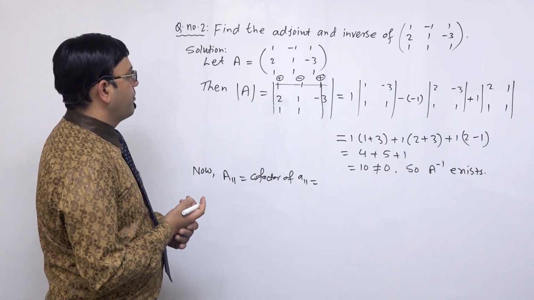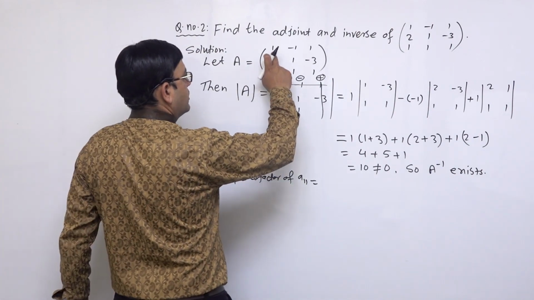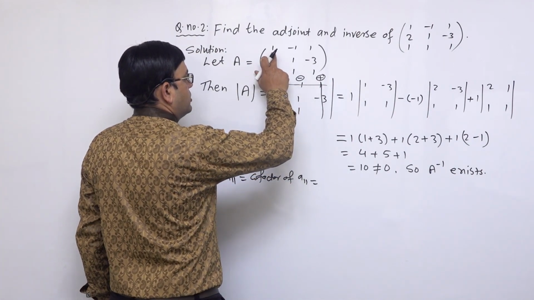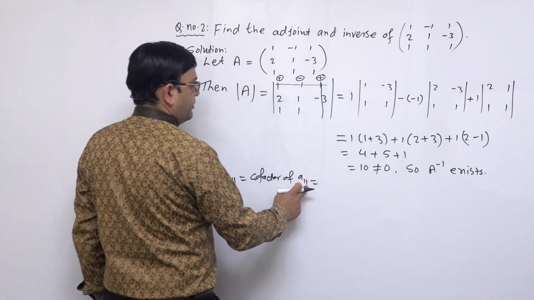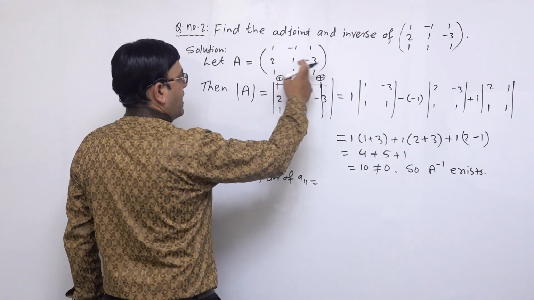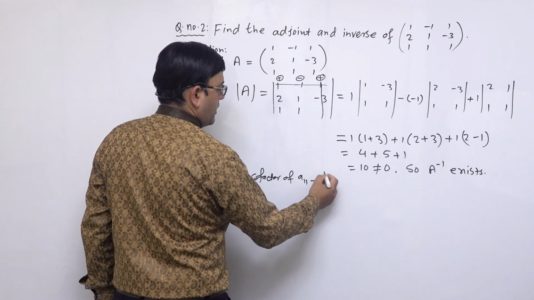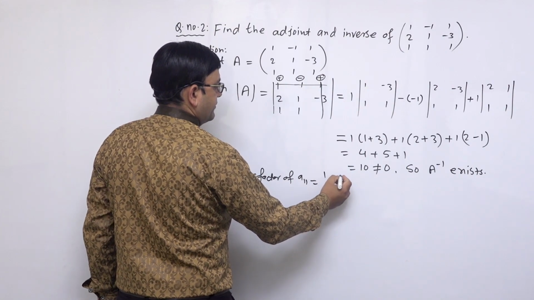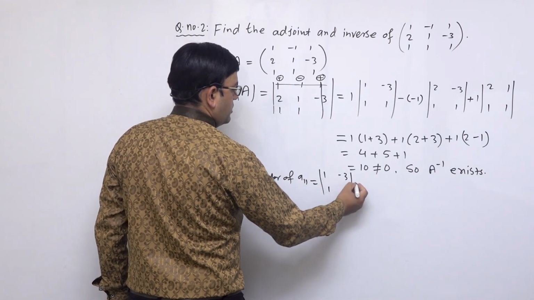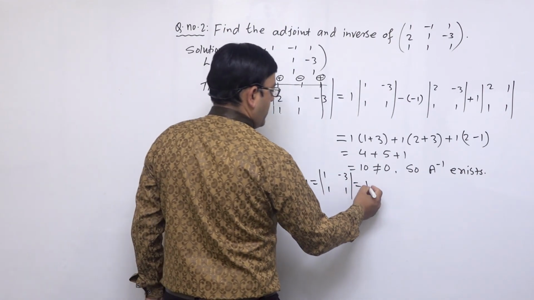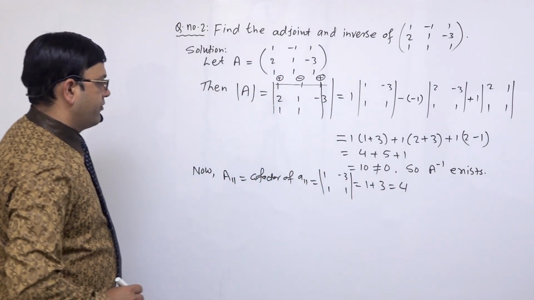Cofactor of A11 is, this is first row and first column, A11 means first row first column. So here is 1 minus 3, with this row and this column omitted, leaving 1 minus 3, 1 1. So this is equal to 1 times 1 is 1, minus minus 3, so plus 3, which is equal to 4. We have 4.